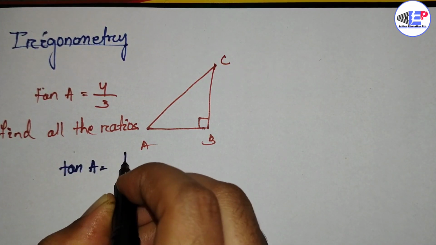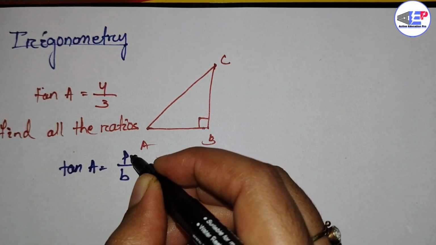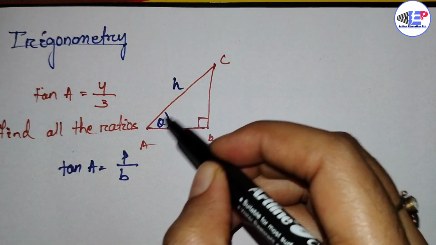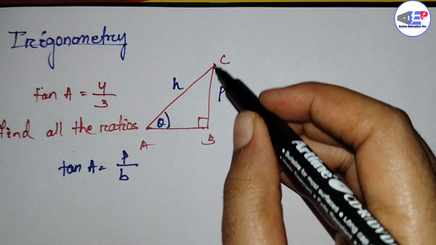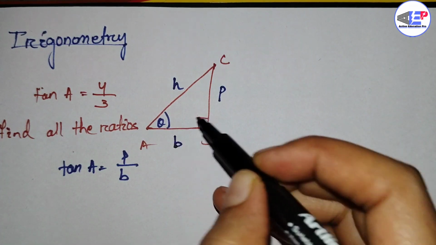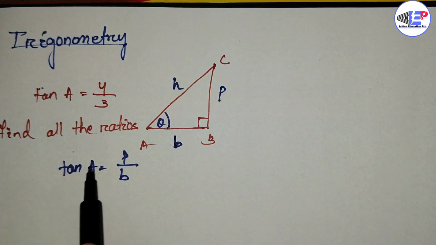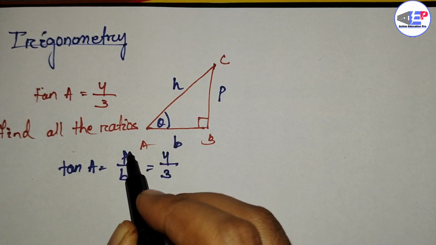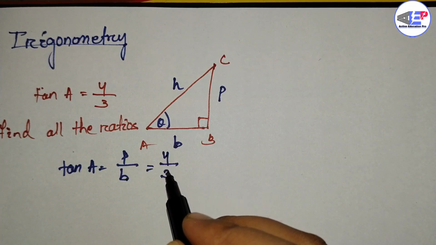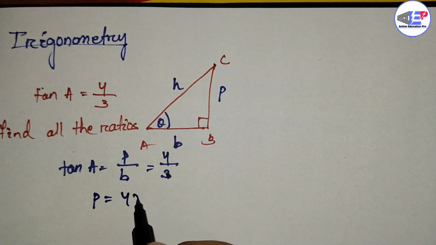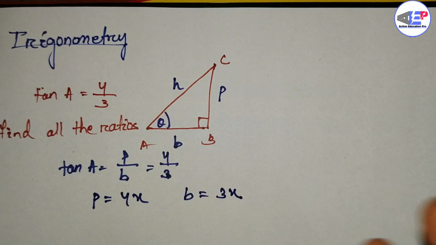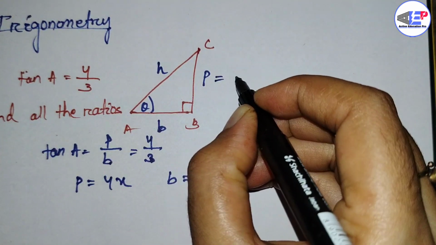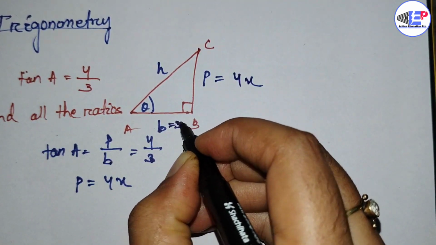Tan A is equal to P by B, a ratio between perpendicular and base. A is the angle, this is the hypotenuse, and the facing side of this angle will be P, so BC is the perpendicular and AB is the base. So this is B, P and H, and tan A is equal to P by B, which is given as 4/3. It means the ratio of perpendicular to base is 4:3, so P is 4x and B is 3x.